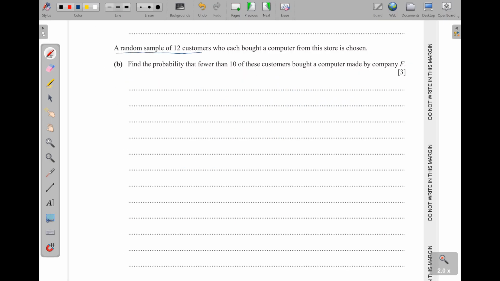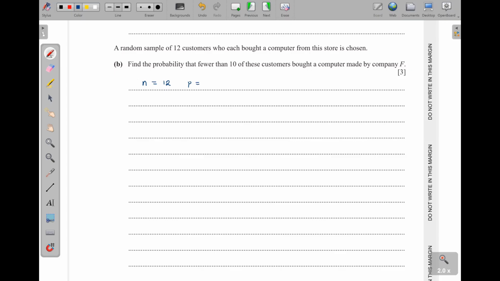A random sample of 12 customers who each bought a computer from this store is chosen. Find the probability that fewer than 10 of these customers bought a computer made by company F. Now this is a binomial distribution because the number of customers is known, and this is a repeated process. Because it is a repeated process and n is fixed, this can be a binomial distribution. So our n here is 12.